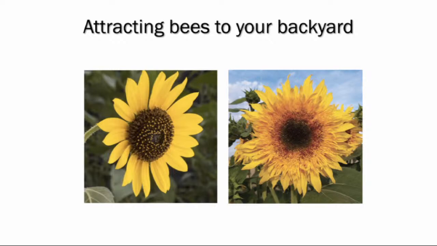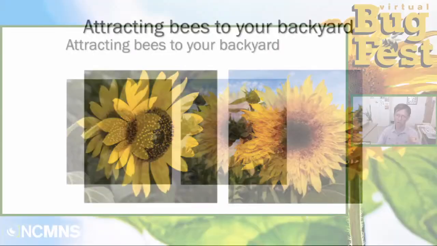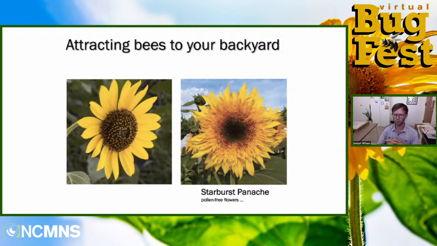In large part, the one on the left is in fact way more attractive to native bees. There was a specific study on these two kinds of sunflowers. The one on the right is called a starburst. What do you say that? Panache? I don't know how you say it. I Googled it and that's what came up. But one of the descriptors of this flower on the right when you're buying these seeds, it says these are pollen-free flowers. That could be a big red flag. If they're pollen-free, that is taking away the food source for a lot of these bees.